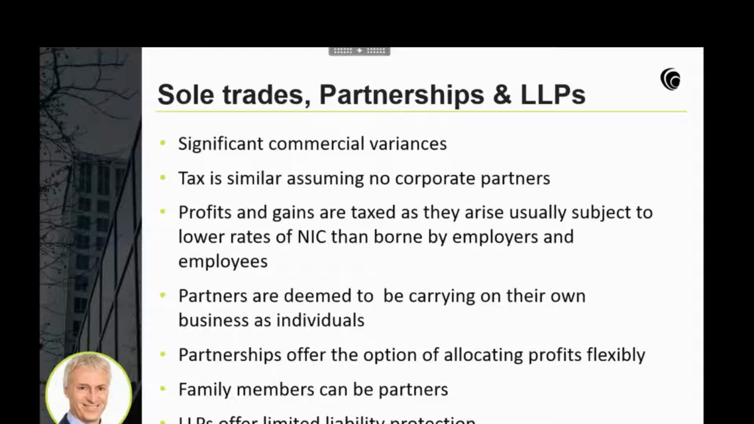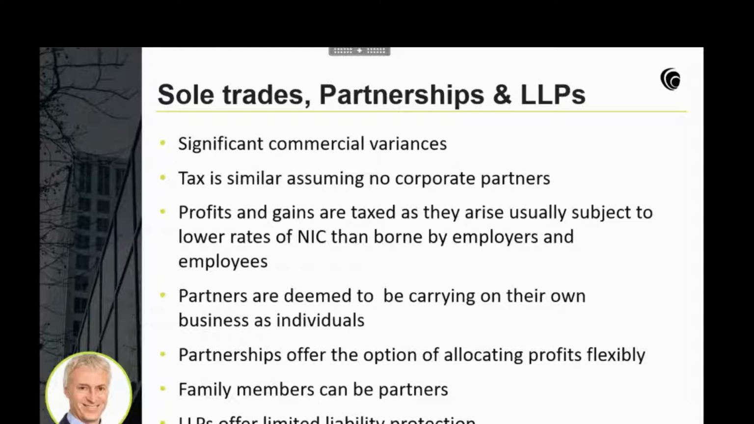There are quite significant commercial variances between the different types of entity, trades, partnerships, and LLPs. But from a tax point of view, and this primarily is a tax webinar after all, they're very similar. In essence, profits are going to be taxed and gains are going to be taxed as they arise, whether you're a sole trader, a partnership, or a partner in an LLP.